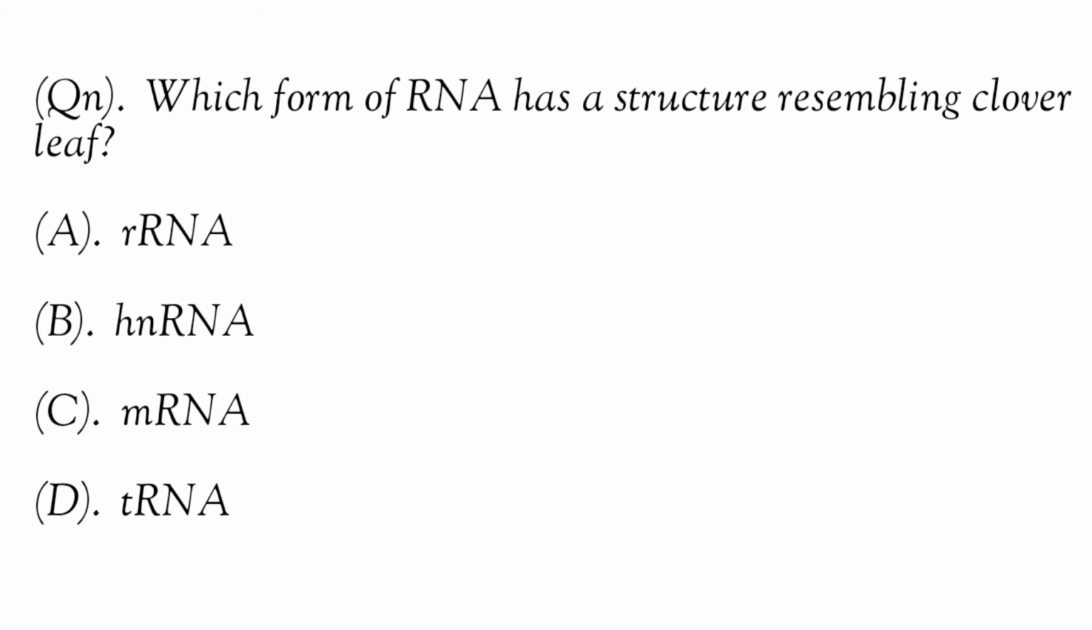Next one. Which form of RNA has a structure resembling clover leaf? Option A, rRNA. Option B, hnRNA. Option C, mRNA. Option D, tRNA. The right answer for this question is D.